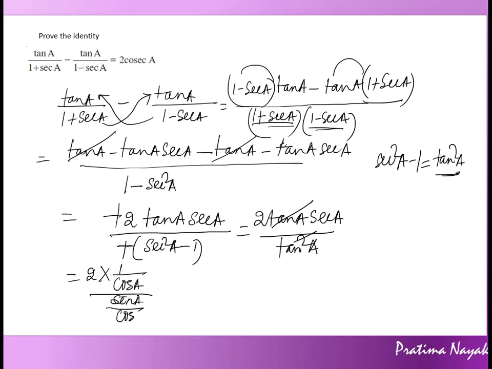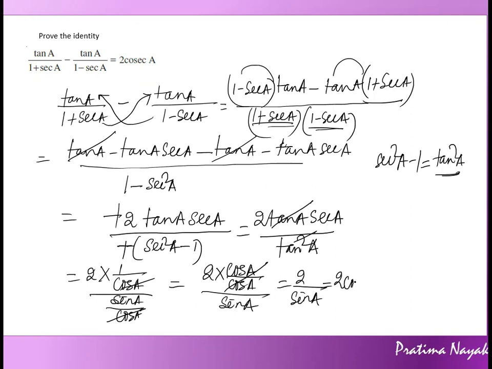So how to simplify? The denominator will be multiplied, or you can cancel sin A directly by sin A. So cos A cancel. 2 by sin A. What will I write? 1 upon sin A is cosec A. So 2 upon sin A is 2 cosec A. Proved.